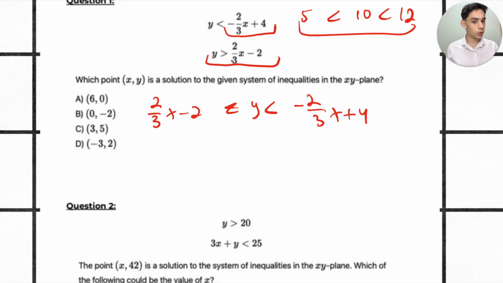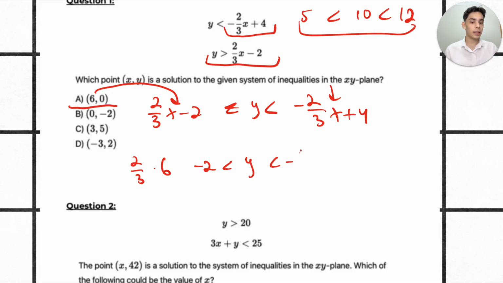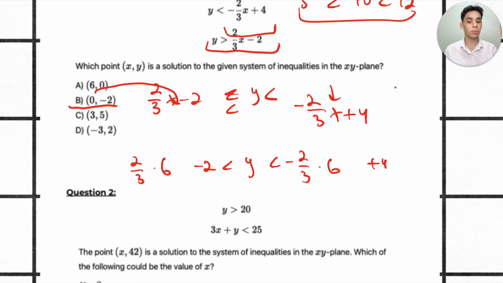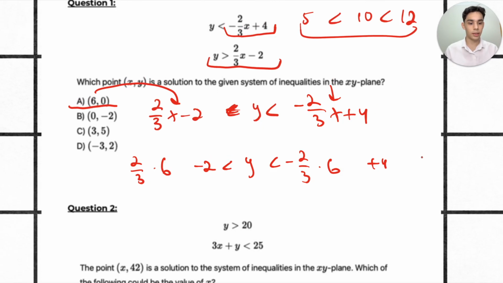Now, what will we do next? Let's take one example. Let's take answer choice A. When I plug in 6, I have to plug in 6 for every time I see x. Let's do it. We'll have 2 over 3 multiplied by 6 minus 2 is less than y, and y is less than -2 over 3 multiplied by 6 plus 4. And if I actually multiply them, it will be 12 over 3 minus 2, and -12 over 3 plus 4.